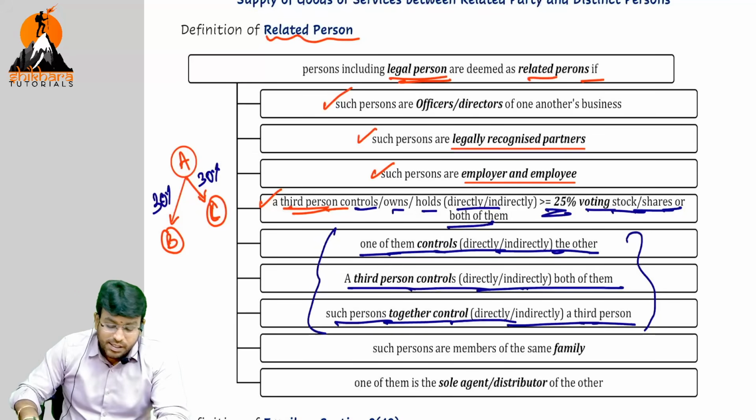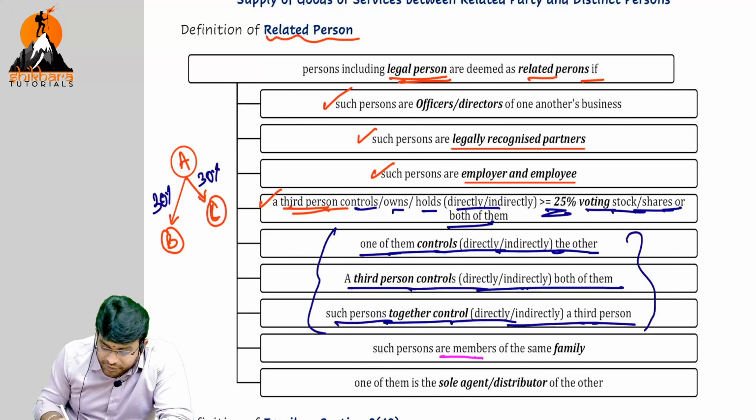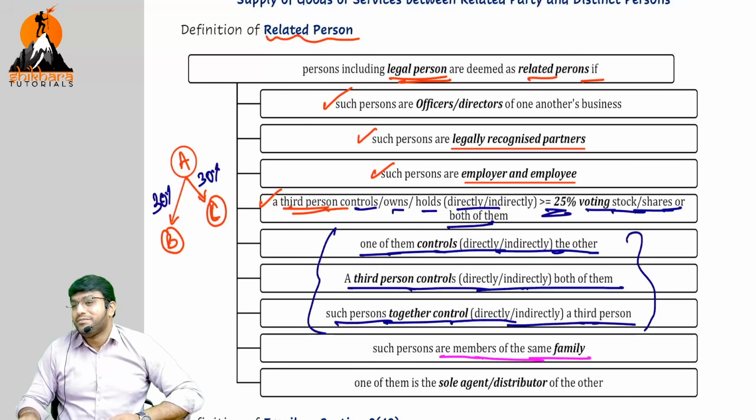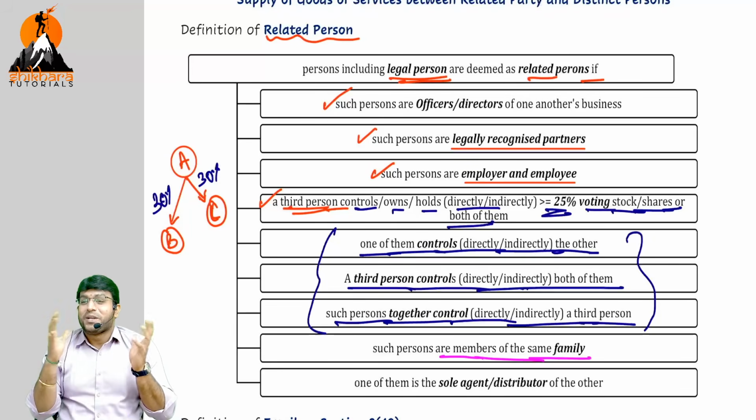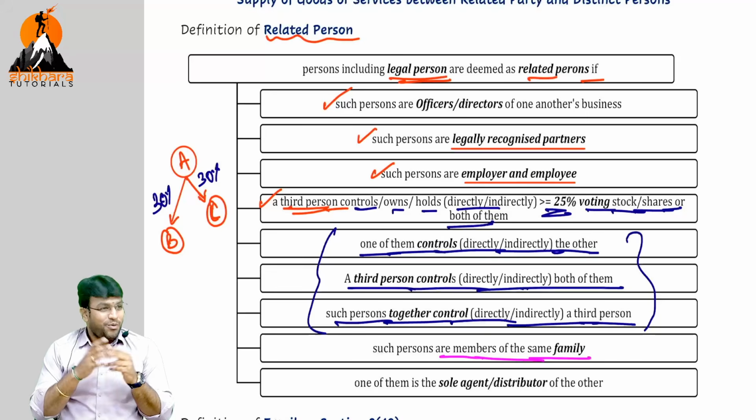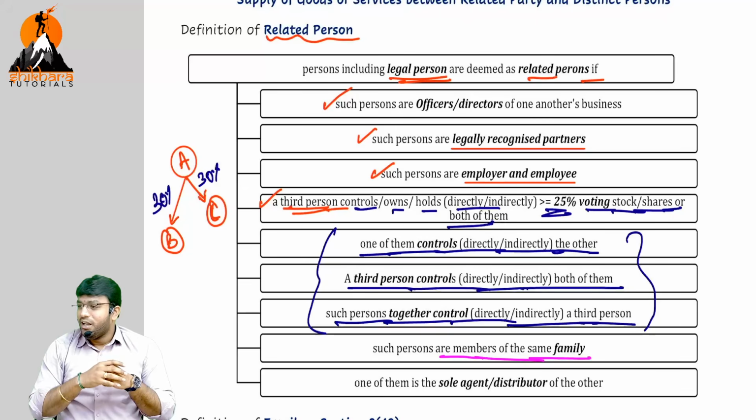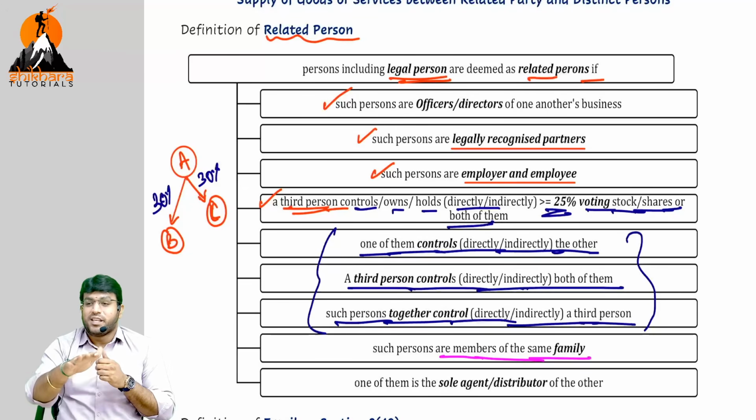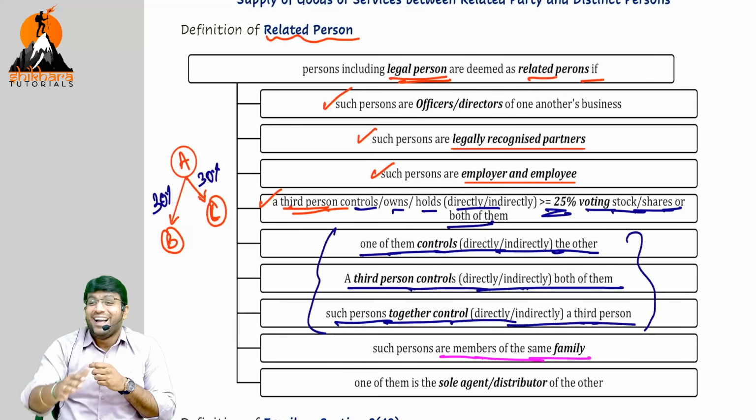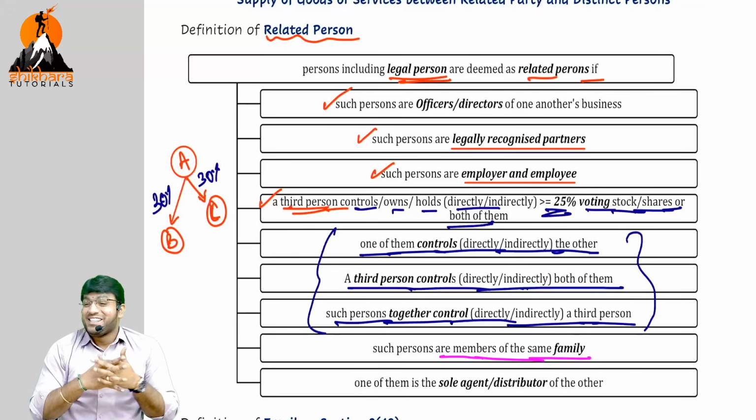Next point. Such persons are members of the same family. Now comes the big question, who is covered in family? Some students will tell that in childhood we were told all Indians are brothers and sisters. Told, no? You would have told, no, all Indians are brothers and sisters, except it depends on the situation. Anyways, who is covered in family?